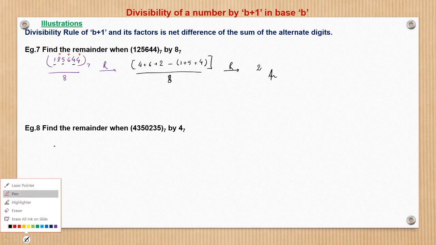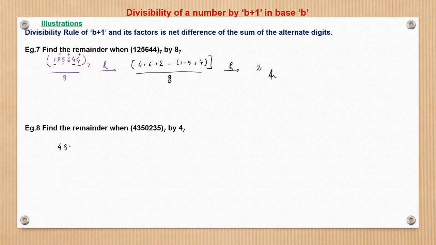Now here again it is 4350235 upon 4. This is in base 7 again. So again see, base is 7. Ideally if the divisor is 8, the alternate sum would be the rule. But here the divisor is 4, which is a factor of 8. Then also that rule is applicable.